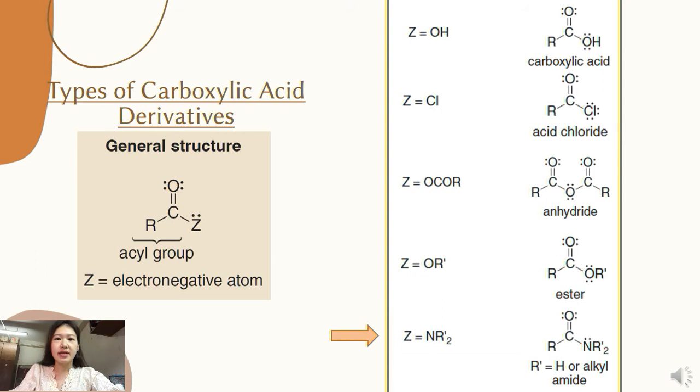If it is NH2, then it is a primary amide. NHR is a secondary amide, and NR2 when the R is an alkyl group is a tertiary amide.